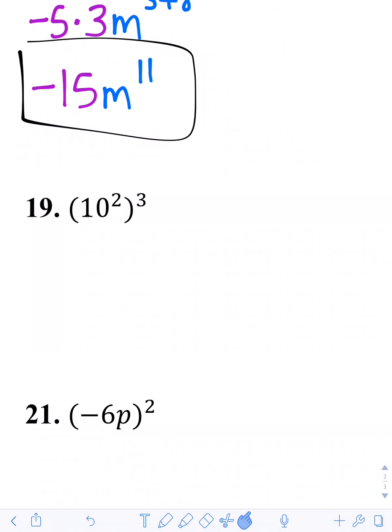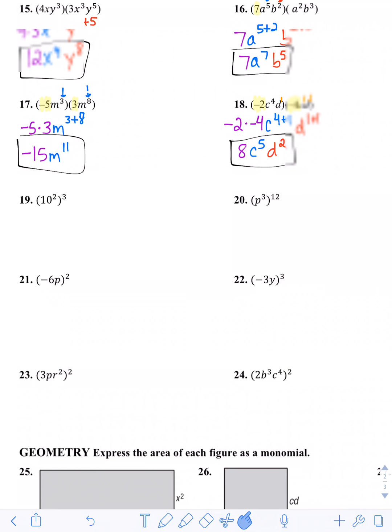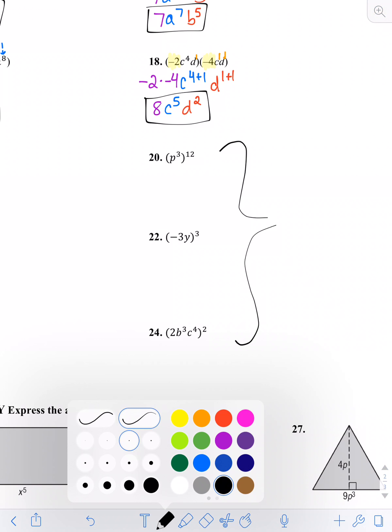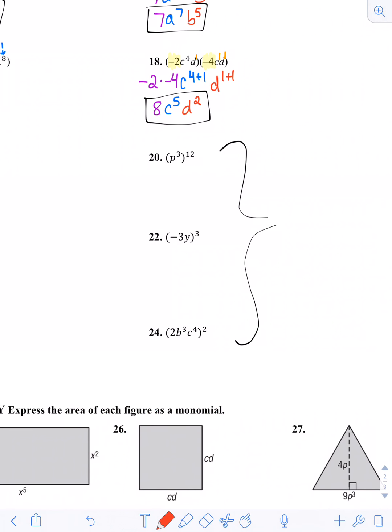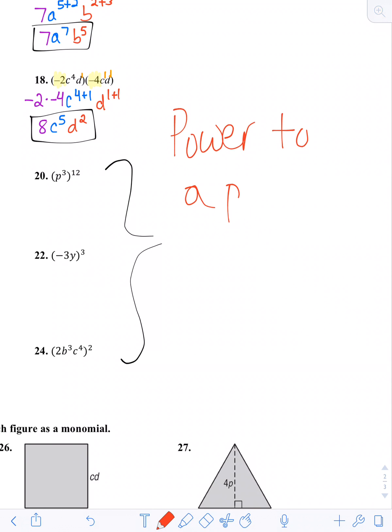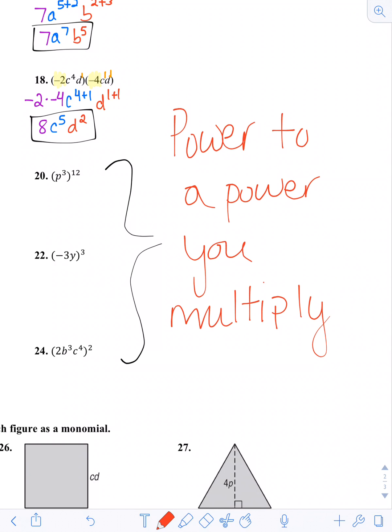Now, for these next problems, I want you to write over here off to the side. For these problems right here, I want you to write anytime, and I'm probably going to have to stop this because I hear my baby stirring. Anytime you have a power to a power, you multiply.